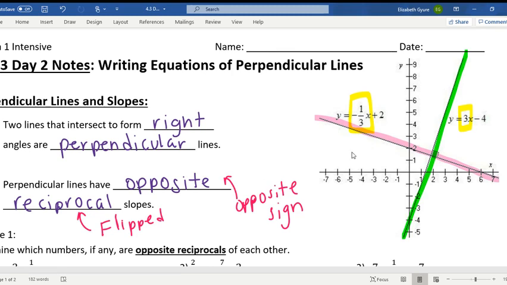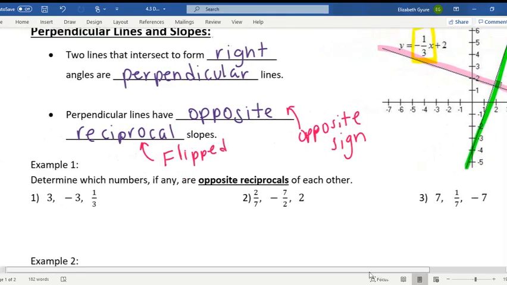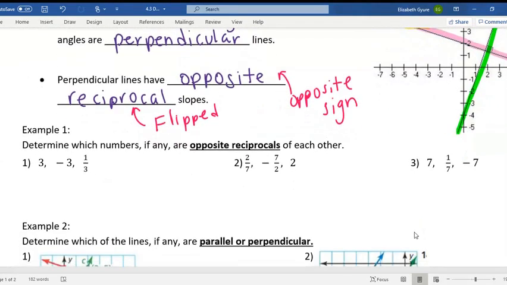So if you take 3, we've kind of talked about this. Doesn't 3 just mean the same thing as 3 over 1? Yeah. If you took 3 over 1 and flipped it, wouldn't it become 1 over 3? Yeah. So those are like flipped around. Okay, that's how that works. So what we're going to practice doing is just identifying opposite reciprocals first, because that's a really important part of this.